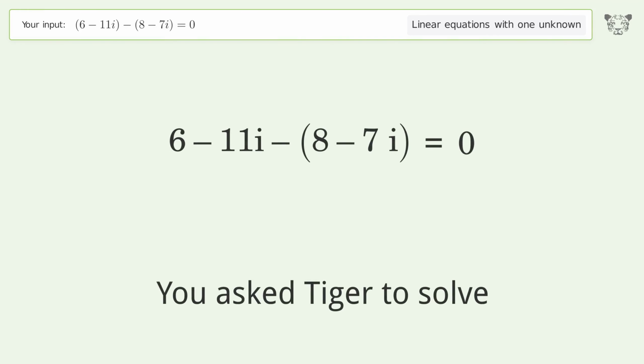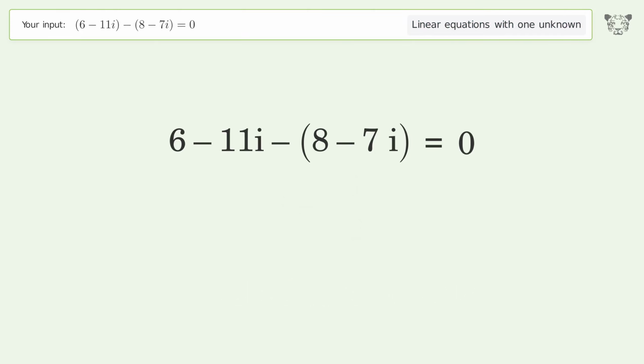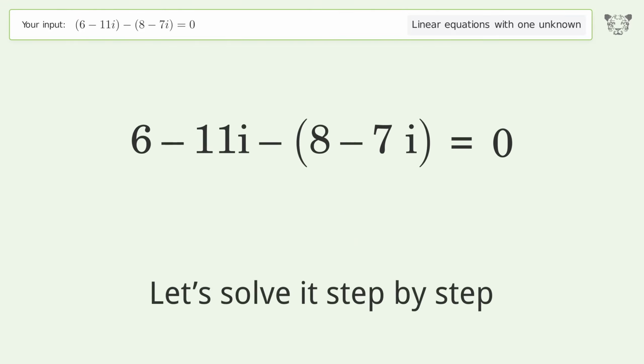You ask Tiger to solve this. This deals with linear equations with one unknown. The final result is m equals -1/2. Let's solve it step by step.